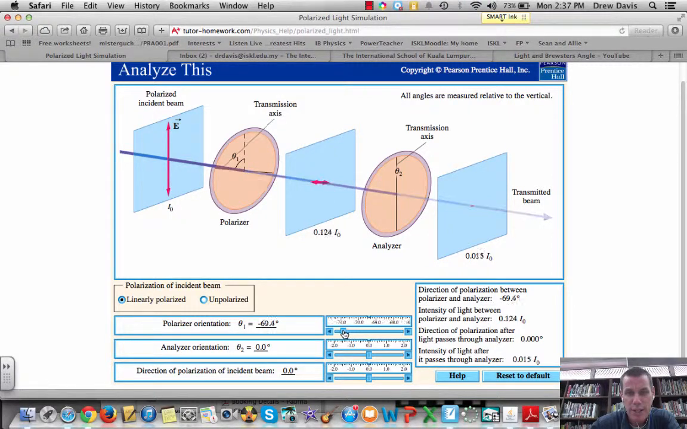So I can have it at 0 like that, or I can have it at a maximum if I take this and pull it up like that. Again, that's the relationship. The angle between this polarizer and this polarized light determines the intensity that passes through. That's it in a nutshell.